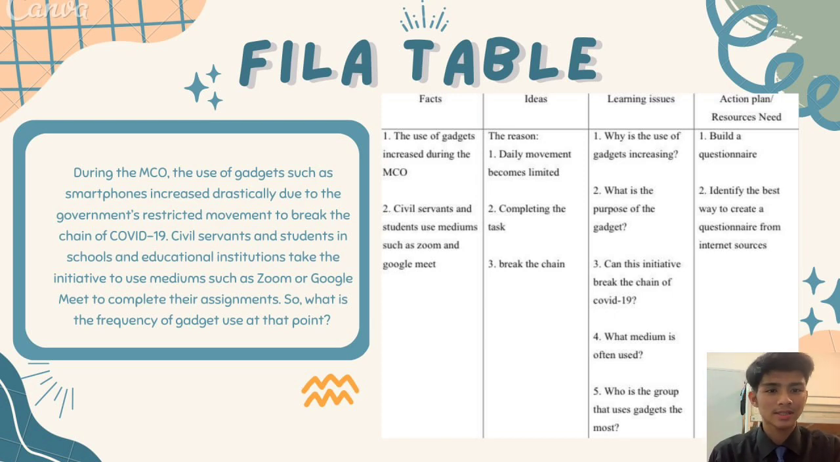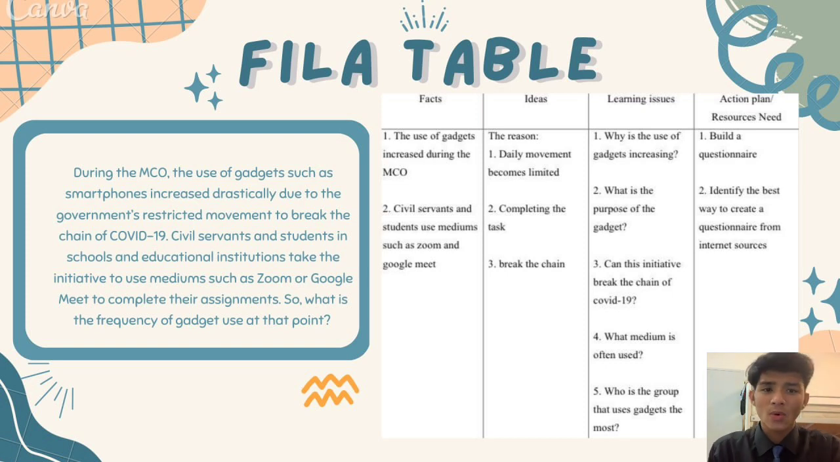So for our group assignment, I will explain about the MCO and how it is related to gadgets. As we know, during the MCO, the use of gadgets such as smartphones and laptops increased drastically. So, what is the frequency of gadget use at that point? For the first F, the fact: we know the use of gadgets increased during the MCO. And second, civil servants and students use mediums such as Zoom and Google Meet.